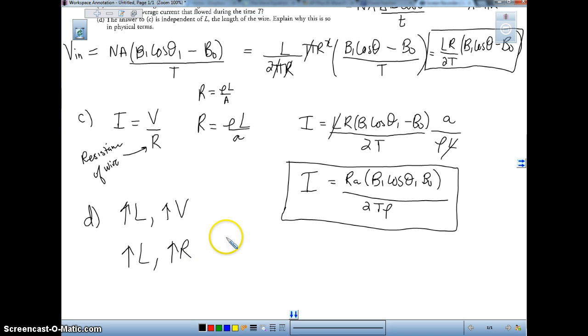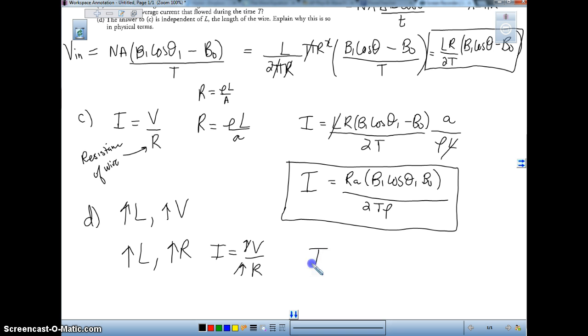So what you get is current is not affected by L, because if we have V over R, we increase the voltage, we increase the resistance. Basically, these cancel each other out. It keeps the ratio the same. So that is the conceptual reason of why this works. If you have any more questions, let me know. If not, that'll be it.